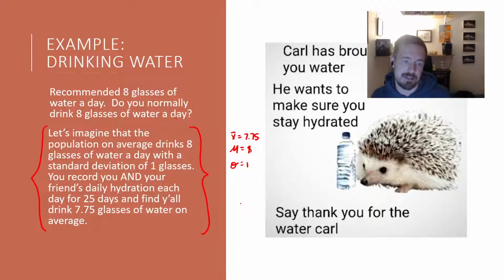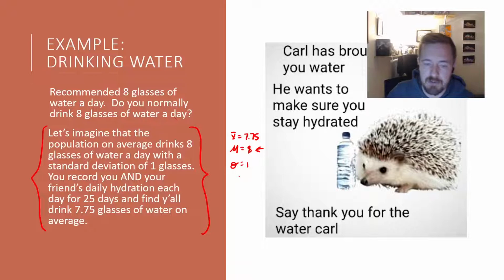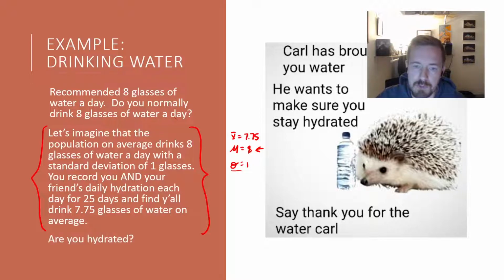You may remember that I said the three things we need to know is what do you expect? We expected 8. That's our null hypothesis. What did you get? We got 7.75. And what is our measurement of variability? That's going to be our standard deviation, which is 1. Okay. There's a couple of other things that are important here, but we'll figure those out as we move forward.